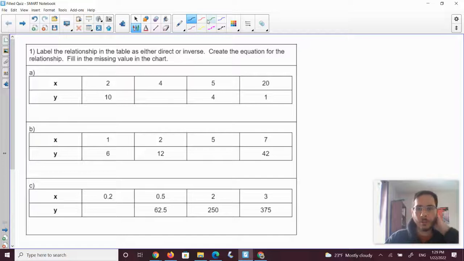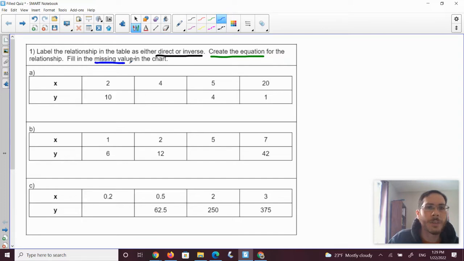All right, this is the quiz for Unit 4. Number one starts off: label the relationship in the table as either direct or inverse. So we've got one part of a question. Then it says create the equation for the relationship. So we've got two parts. And then over here, fill in the missing value in the chart. So we have to do three things for each of these tables.